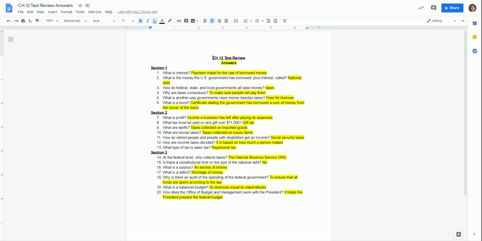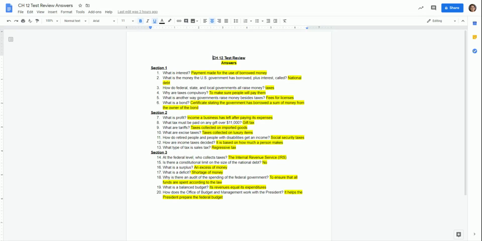And then what is a bond? A bond is basically saying that the government has borrowed money from whoever owns the bond. So when you get older and you start looking at how to invest your money, you can buy something called bonds, which basically means that you are buying this certificate from the government, and eventually you can turn that certificate back in and you will get the money that you paid for it back plus interest.